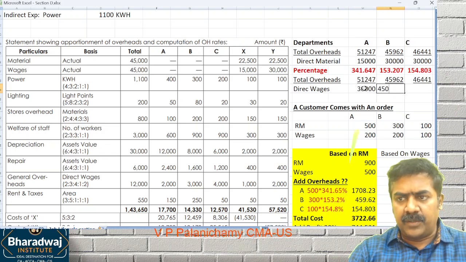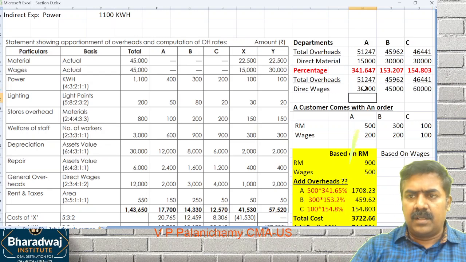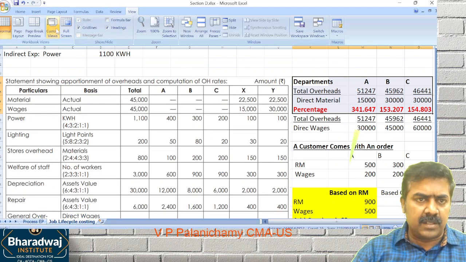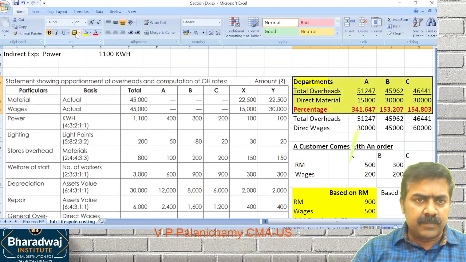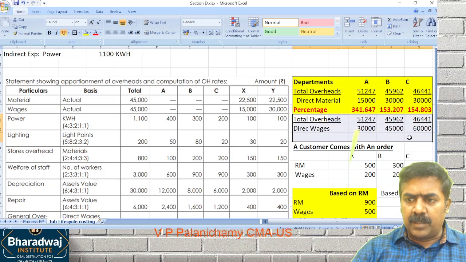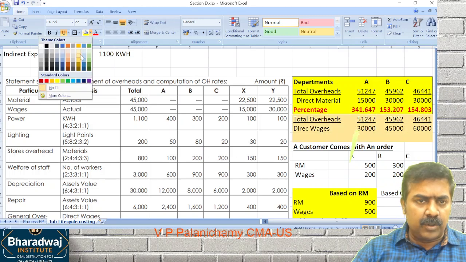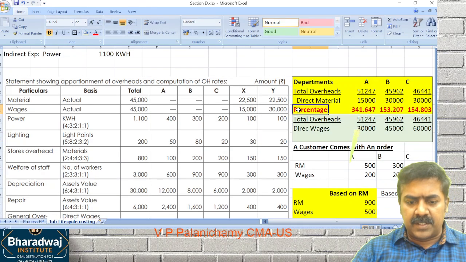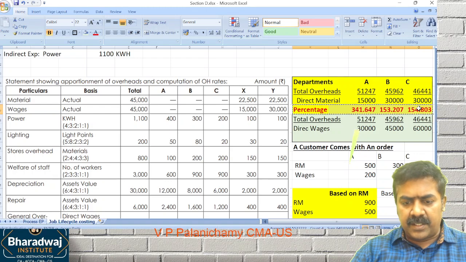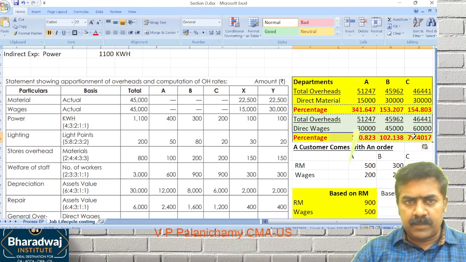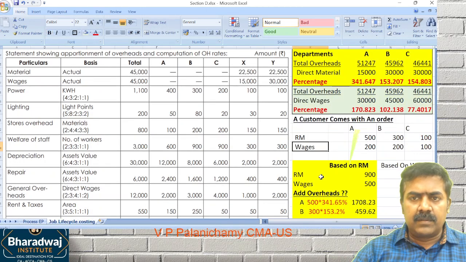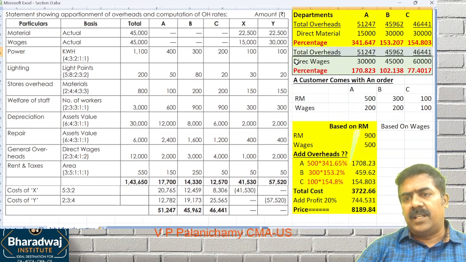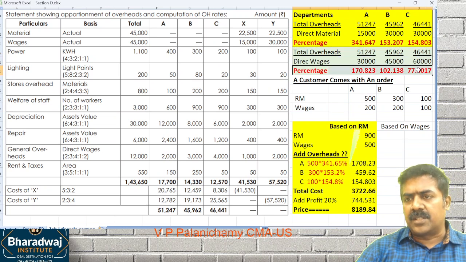Earlier we have done overhead absorption based on direct material. We can absorb the overheads based on direct wages also. So if you work out the percentage, this is a percentage of wages. Total overheads divided by wages into 100 gives us this percentage.